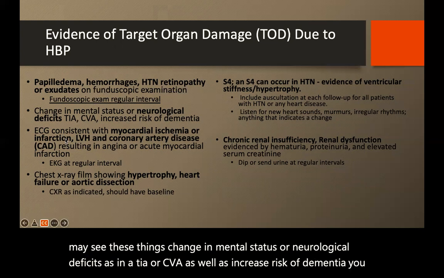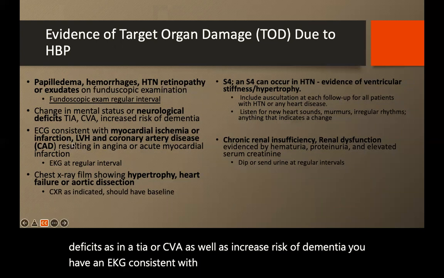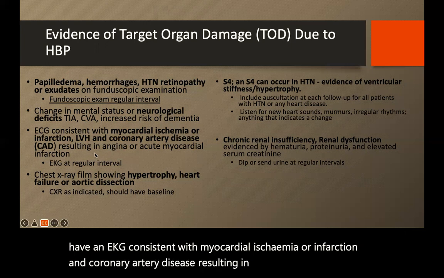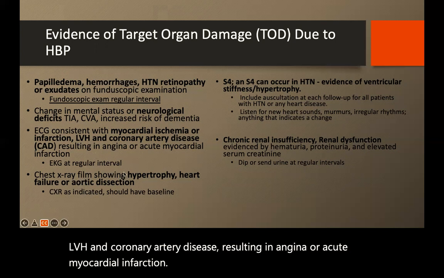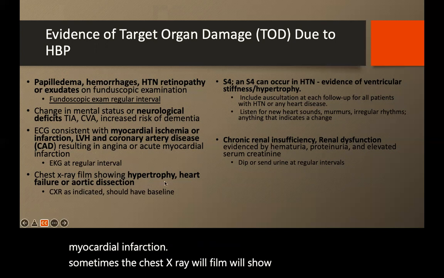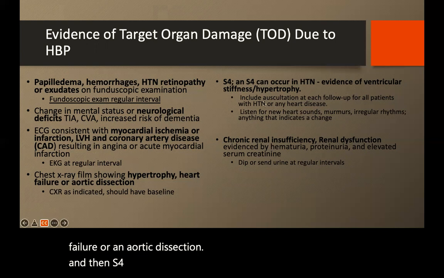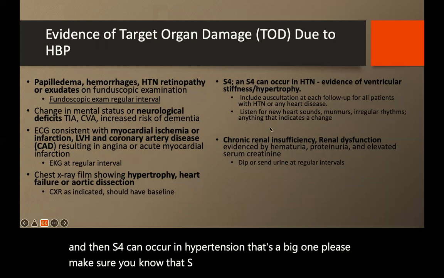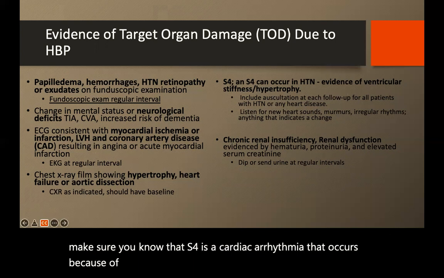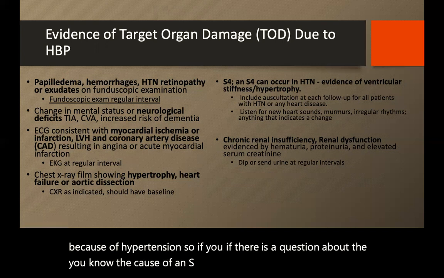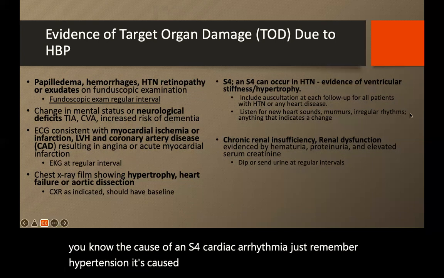You have an ECG consistent with myocardial ischemia or infarction, LVH, and coronary artery disease resulting in angina or acute myocardial infarction. Sometimes the chest X-ray film will show hypertrophy or heart failure or an aortic dissection. And then S4 can occur in hypertension. That's a big one. Please make sure you know that. S4 is a cardiac arrhythmia that occurs because of hypertension. So if there is a question about the cause of an S4 cardiac arrhythmia, just remember hypertension. It's caused by ventricular stiffness and hypertrophy.